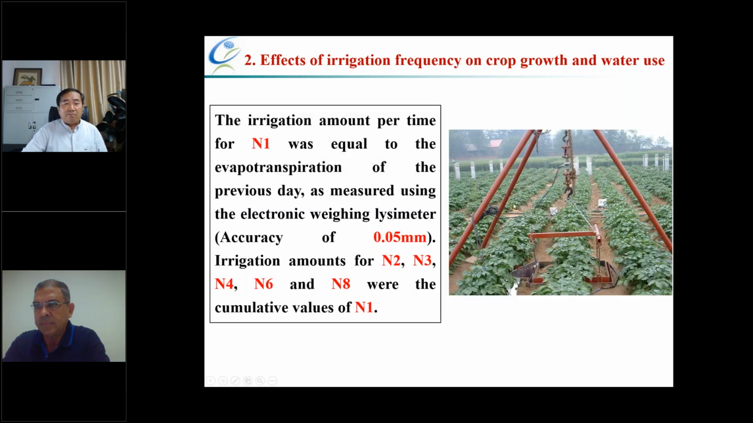The irrigation amount per time for the once every day frequency was equal to the evapotranspiration of the previous day, as measured using the electronic weighing lysimeter. The accuracy of the electronic lysimeter we developed is 0.05 millimeter. That means we can get the correct evapotranspiration. So the irrigation amounts for once every 2 days, 3 days, 4 days, 6 days, and 8 days were the cumulative values of the once every day treatment.